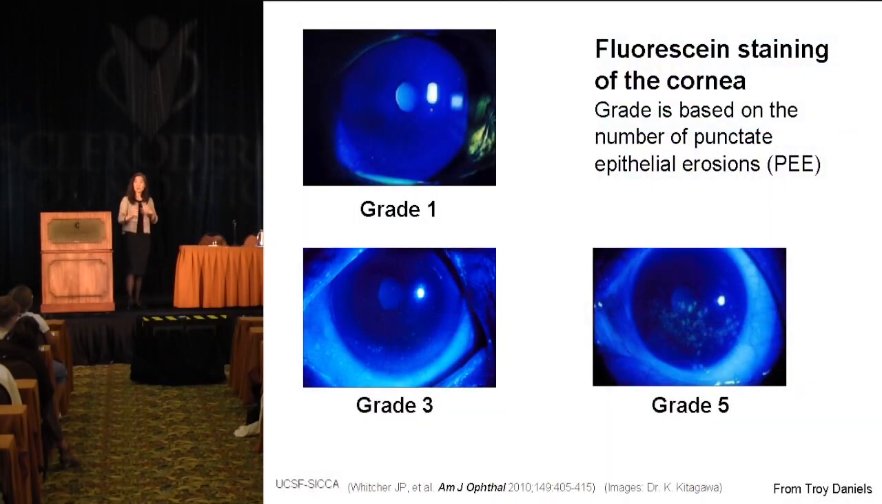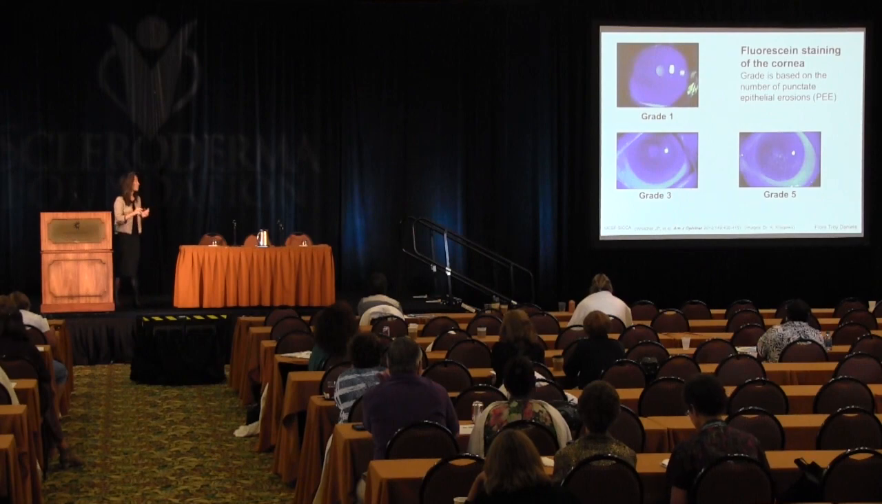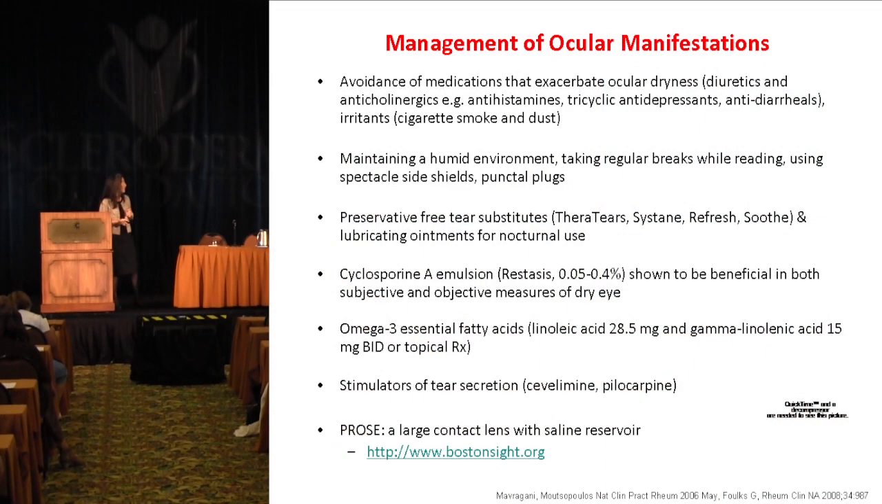Additionally, I mentioned that you want a good ophthalmologist who's going to do a good fluorescein exam. This is one of my favorite acronyms called PEE, which refers to punctate epithelial erosions. So when you do fluorescein staining, you can appreciate there's more little punctate lesions. This is one of the more severe cases where you've got severe dry eye and corneal abrasion. Okay, so how do we manage these?